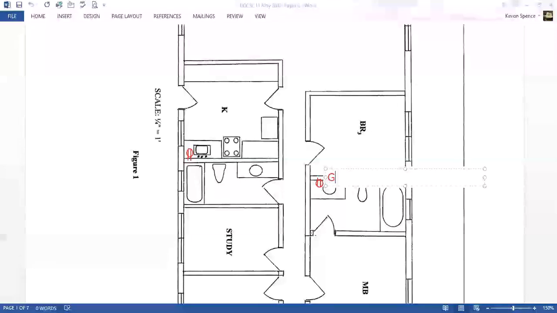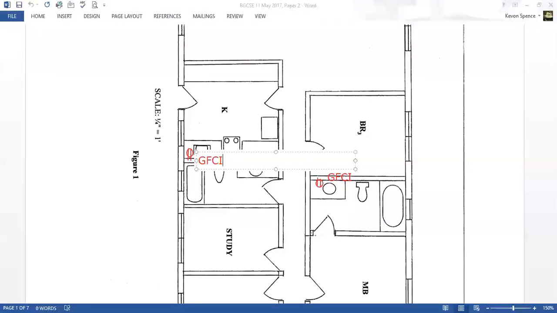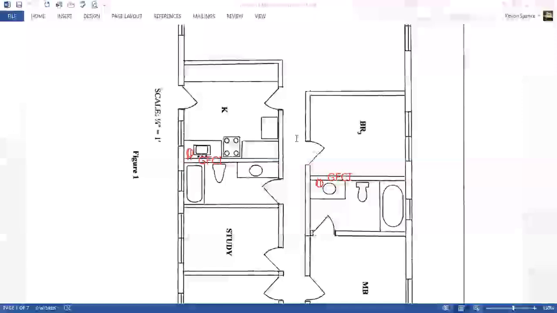GFCI meaning ground fault circuit interrupter. Okay, so those are the switches with the test and the reset buttons on them. The purpose of the test button on the GFCI is to ensure that the GFCI is working properly. The reset button is to reactivate or re-engage the receptacle whenever it goes into fault mode.